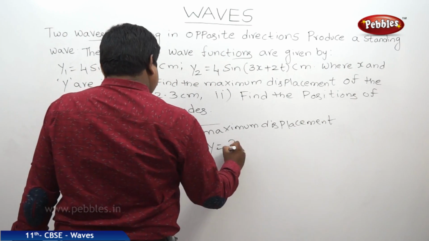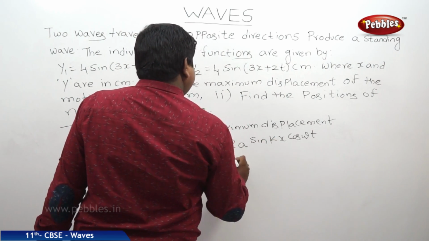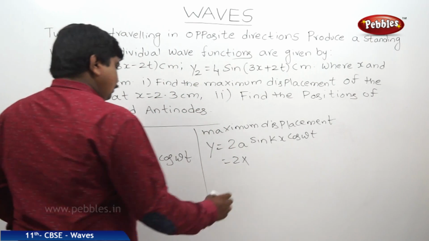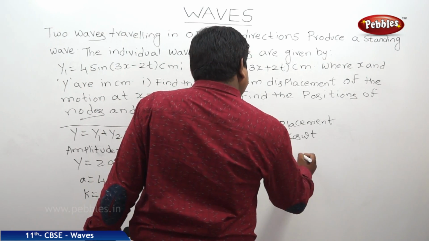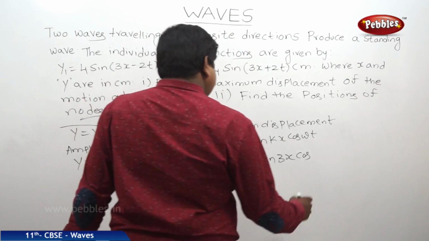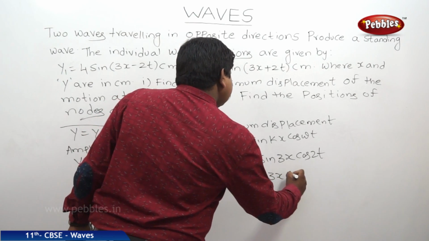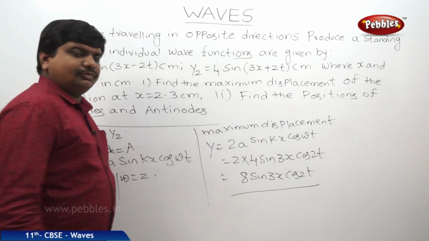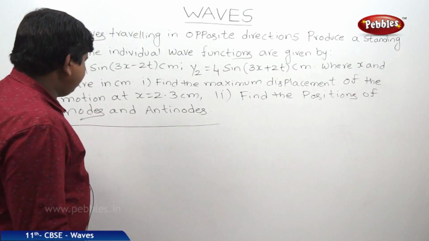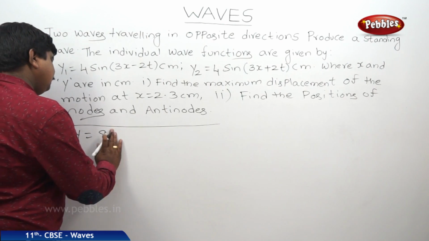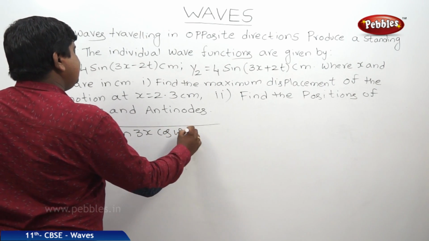y = 2a sin kx cos omega t. Therefore, it is 2 into what is a? 4 into sin, k is 3, x into cos, what is omega? 2t. Therefore, it is 8 sin 3x cos 2t. But here x = 2.3. There we should find out the maximum displacement. So therefore, y = 8 sin 3x into cos omega t.